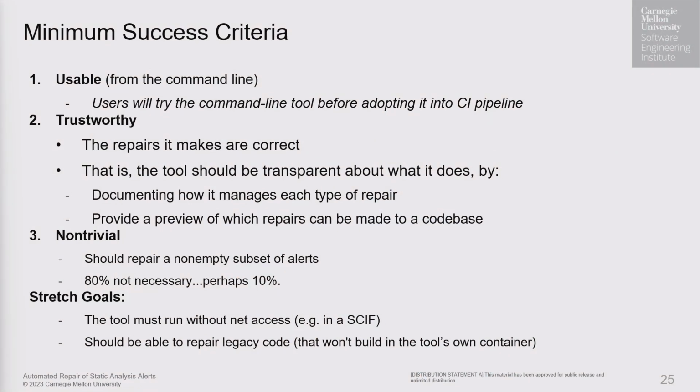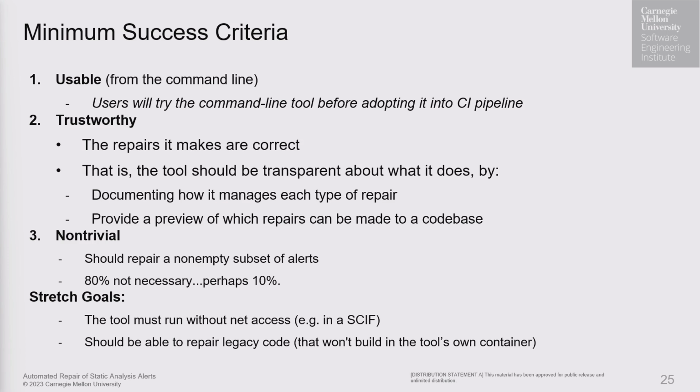If you have, say, 1,000 null pointer alerts, you don't want to inspect every one of them. What you probably want to do is inspect, say, 10 of them at random, and if the tool does the right thing for 10 things, then maybe you'll let it go on. And finally, it should repair something. Obviously, if it does nothing, that's useless, but he doesn't need 80%. He suggested 10% of alerts that it could repair would be good enough.